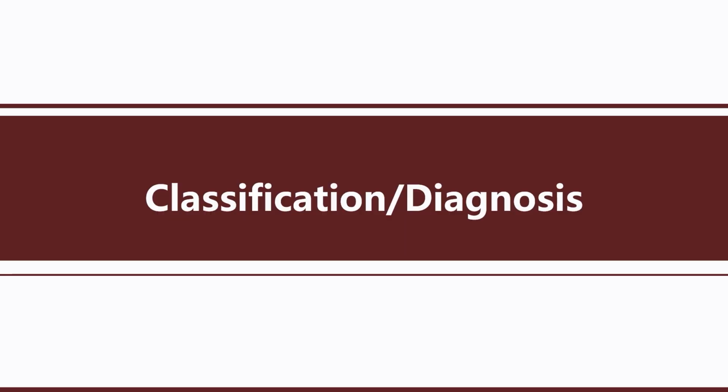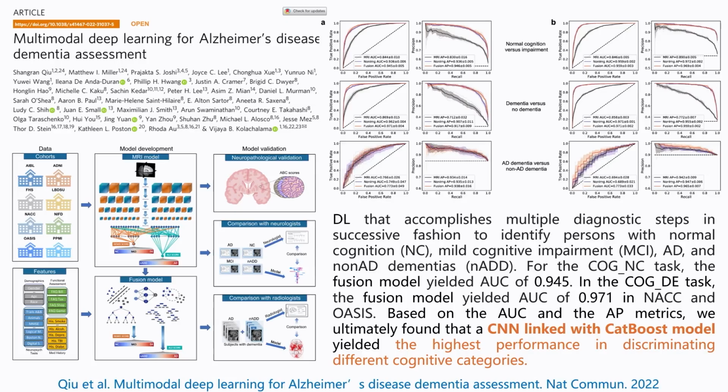So first is classification and diagnosis. Actually, deep learning is like a one-stop shop. Depending on whether the output is a discrete or continuous variable, you can use it for classification or prediction.